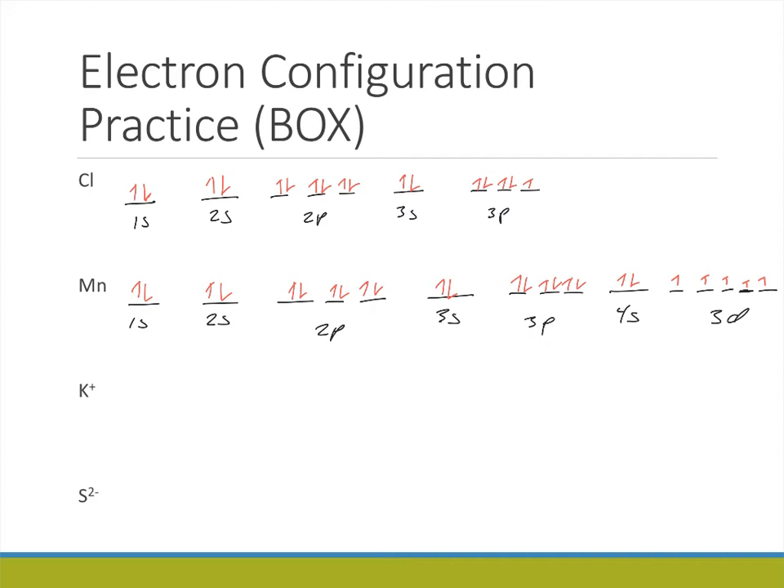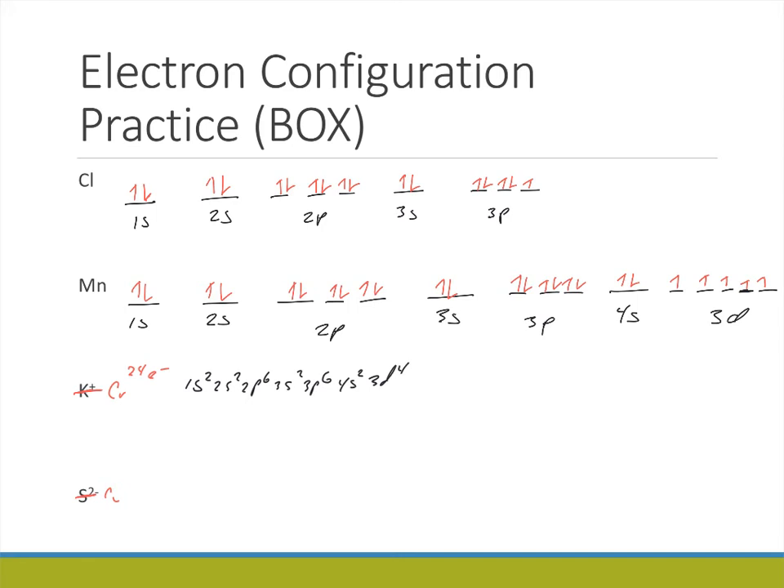Now since potassium and sulfur here were not nearly as impressive because it's very similar to chlorine, I'm actually going to replace these with chromium and copper. Okay? Chromium has 24 electrons. So we would expect the electron configuration for this to be 1s2, 2s2, 2p6, 3s2, 3p6, 4s2, 3d4. Okay?